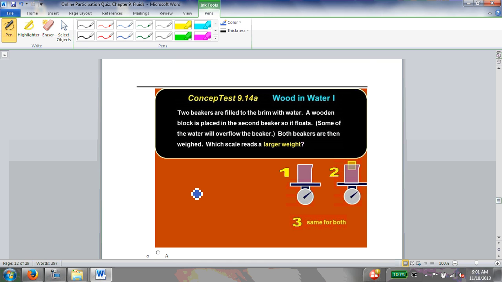All right, two beakers are filled to the rim with water. A wooden block is placed in the second beaker so it floats. Some of the water will overflow the beaker. Both beakers are weighed. Which scale reads a larger weight? They're both going to read the same weight, because the buoyant force of the block is equal to the weight of the block. And so it's displaced a volume of water that's equal to its weight. So that water is now gone and it's been replaced by the weight of the block. So they're going to both have the same weight.